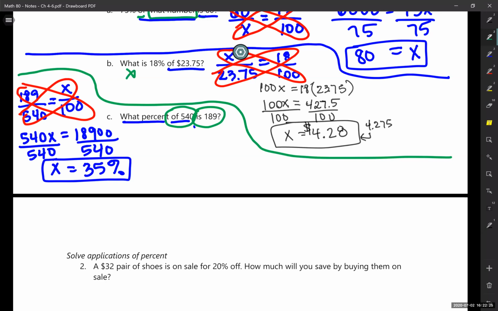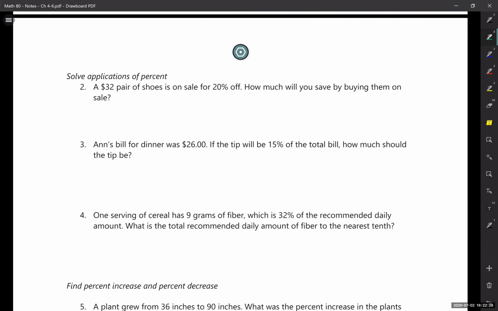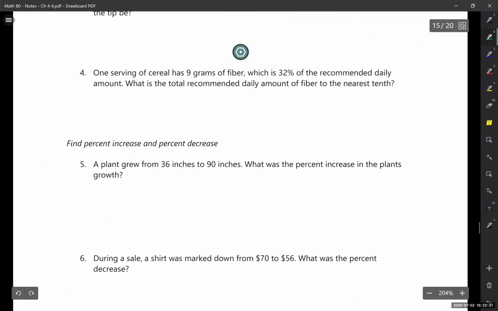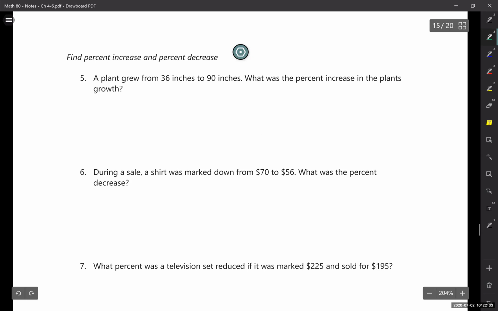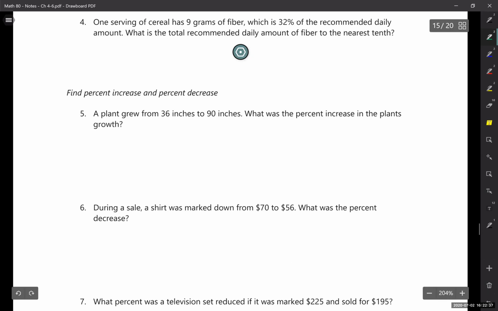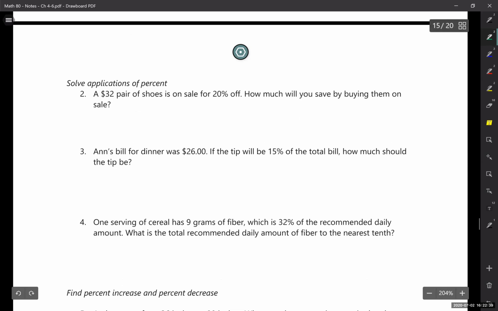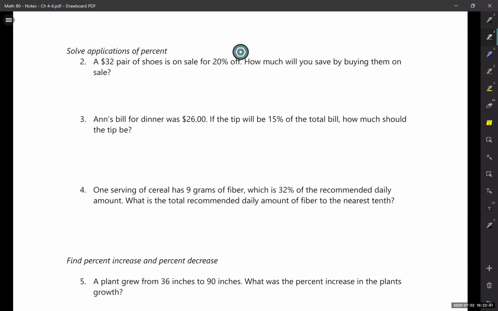So now we have some word problems. We're going to do some word problems with percent. And then 5, 6, and 7, these are also word problems, but they're very specific percent increase and percent decrease problems. So the first one, we have shoes on sale, and they're on sale for 20% off. How much will you save by buying them on sale? So we want to know what that discount is. How much are we saving?